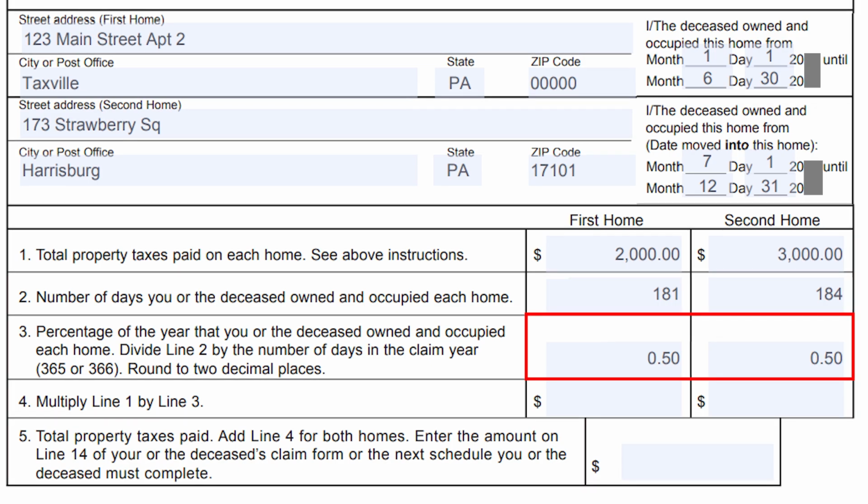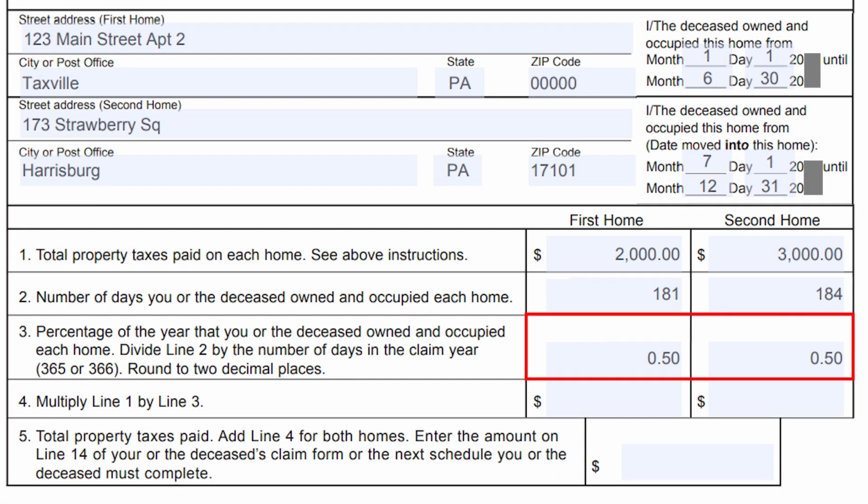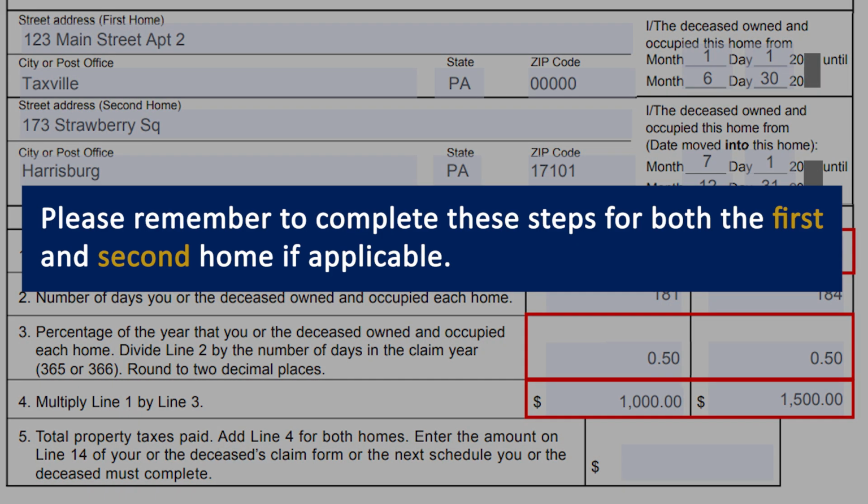Then on line 3, you will divide the number of days from line 2 by the total number of days in the application year. Normally, an application year has 365 days, unless it was a leap year, in which case you would use 366 days. Round this figure to 2 decimal places and write it as a percentage on line 3. On line 4, multiply the property tax amount from line 1 by the percentage on line 3. Please remember to complete these steps for both the first and second home if applicable.